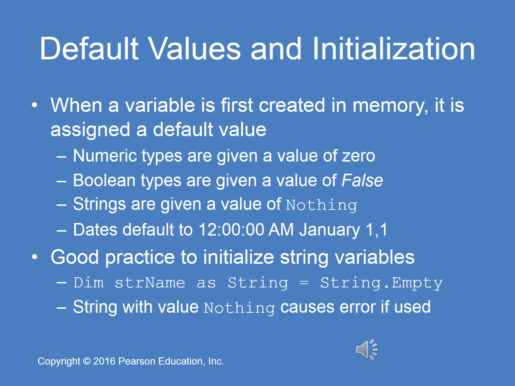When a variable is first created or declared, Visual Basic does assign a default value, but I would not count on that. That's not a good practice. You don't want to just declare a variable and then start using it. You want to initialize it. Numeric types are given a value of 0, Boolean types are given a value of false, string types are given a value of nothing.